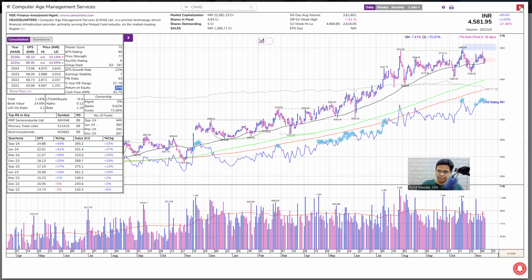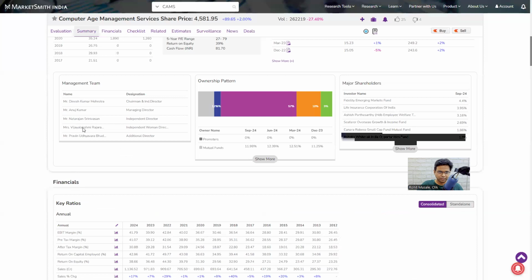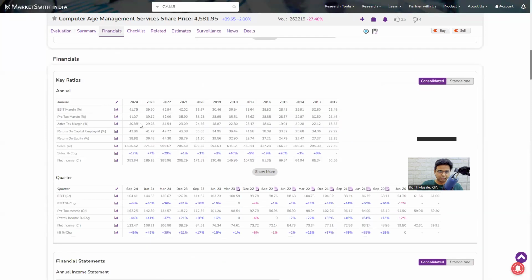And regarding margin expansion, you scroll down and go to annual key ratios. Okay. After-tax margin: in 2012, what was the margin? 18.53%. Now it is 30.88%. So the margin has almost doubled. Okay. So this is called margin expansion.